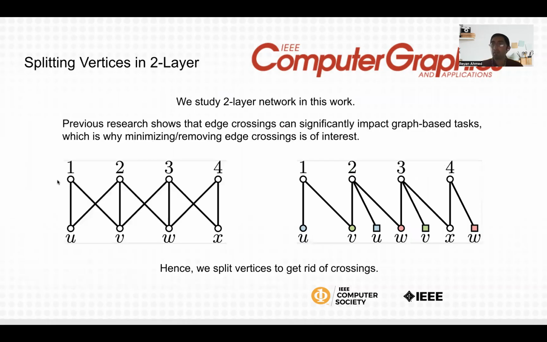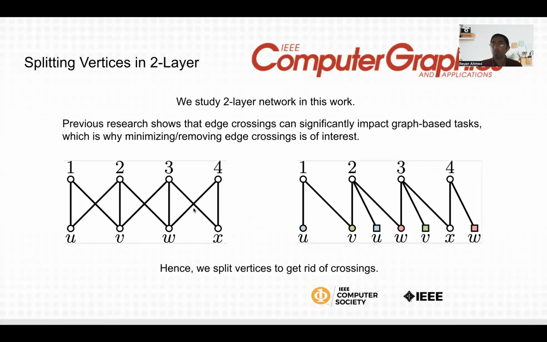In our work, we study two-layer networks, which are also known as bipartite graphs. Previous research shows that edge crossings can significantly impact graph-based tasks, and it is desirable to either reduce or remove edge crossings. Here we show a two-layer network. This is the top layer and this is the bottom layer, and there are several edge crossings.